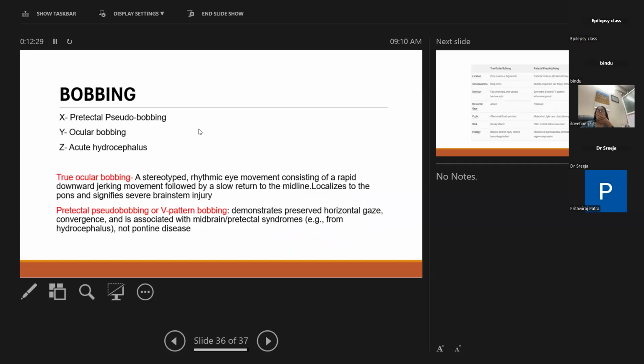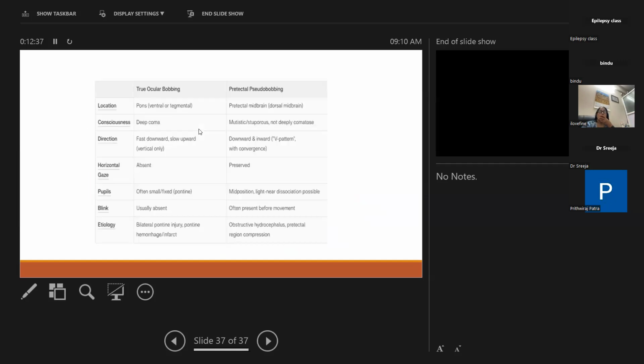In bobbing, the eye movement is a fast downward movement with a slow upward movement of the eyes. Other features which can differentiate: true bobbing is a rhythmic movement, sir, whereas pseudobobbing is arrhythmic. In true bobbing the patient will have horizontal gaze absent, whereas in pretectal it will be preserved. Here vertical movements will be affected. Thank you.